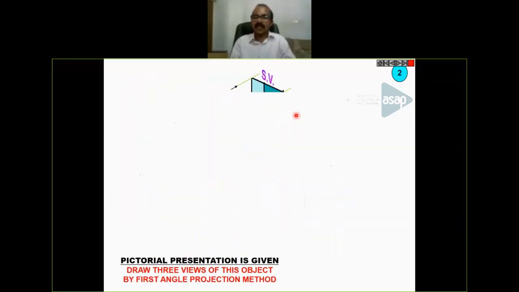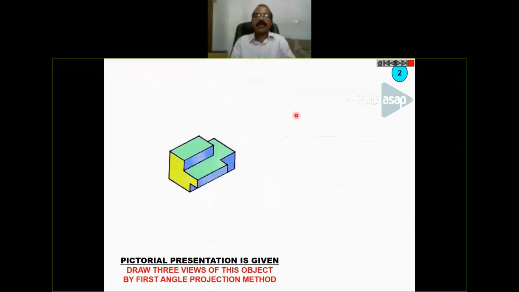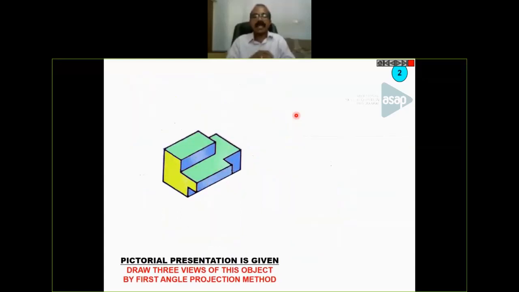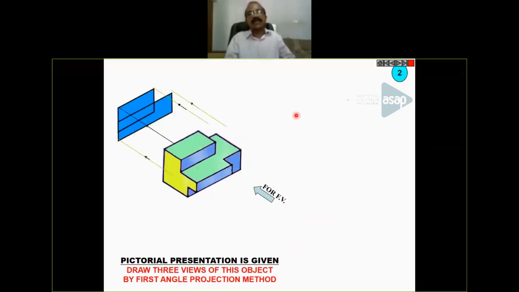So these three views altogether we call the orthographic projection of the object. Then another pictorial presentation. See here, based on the direction of the arrow, this is the front view direction. By looking in that direction you can see only the blue surfaces. So that you have to draw first.